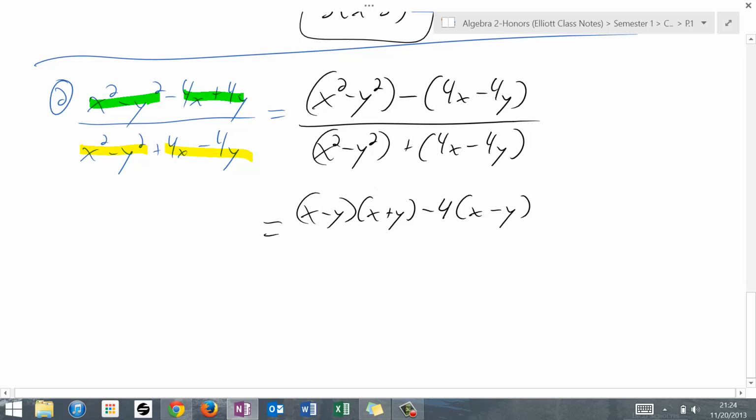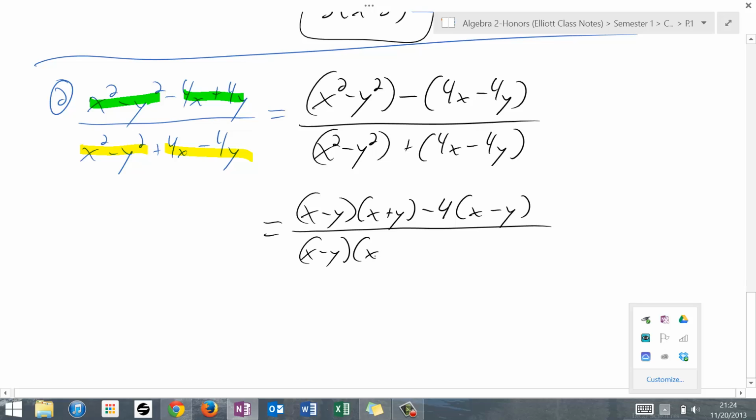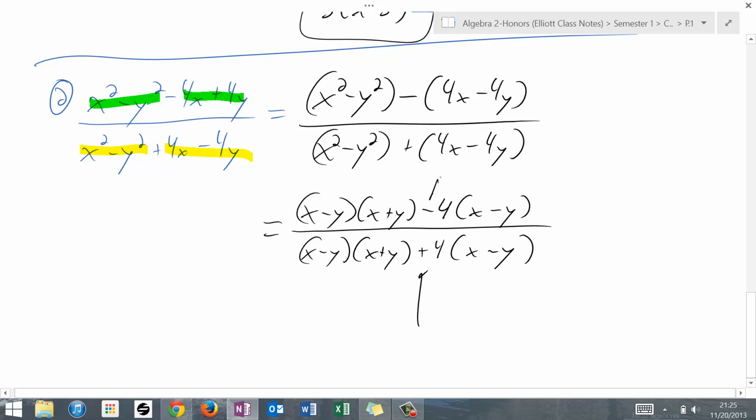If I were to multiply the negative 4 back in, I would get a positive 4 here. I'm good. Denominator. I'm going to pull out x minus y, x plus y from that difference of two squares, and then pull out a positive 4, and I get x minus y. I can't tell you how many people here will want to cancel stuff now, and you still can't do it because you still have a plus and a minus.